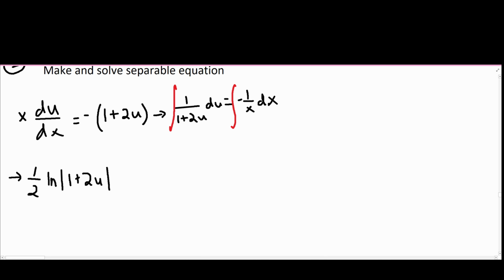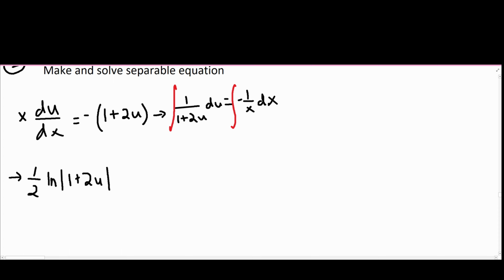If you're not sure how to do this, you can make a u sub right here. Or technically, since we have u in here, you can make an a sub. Setting a equal to 1 plus 2u, you can derive this, and you get dA equals 2du. Divide both sides by 2, you get dA over 2 is equal to du. You plug that in, and you can see how we get to this step right here.